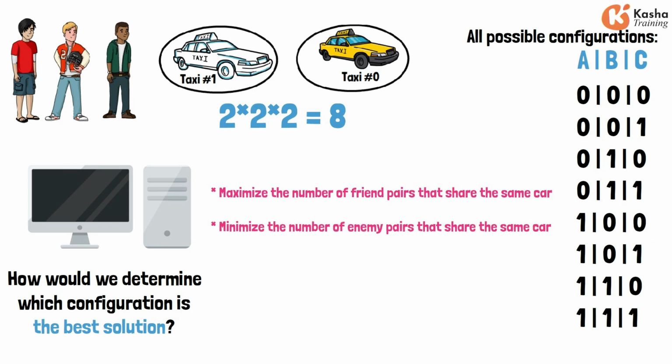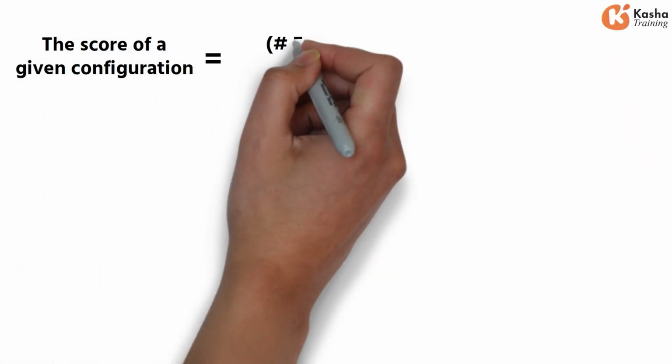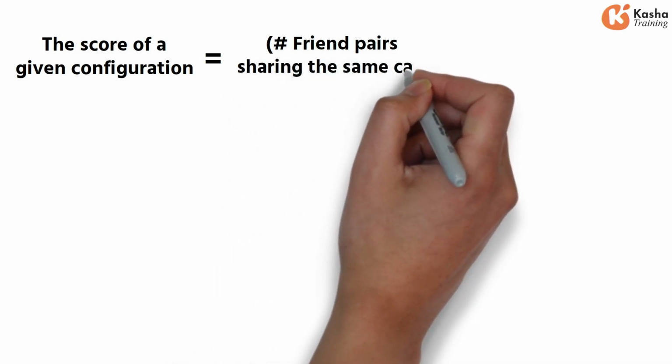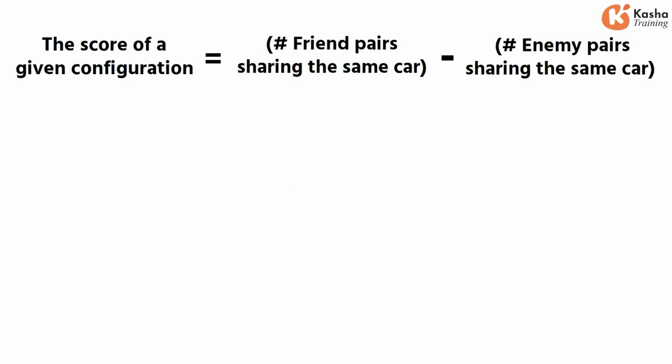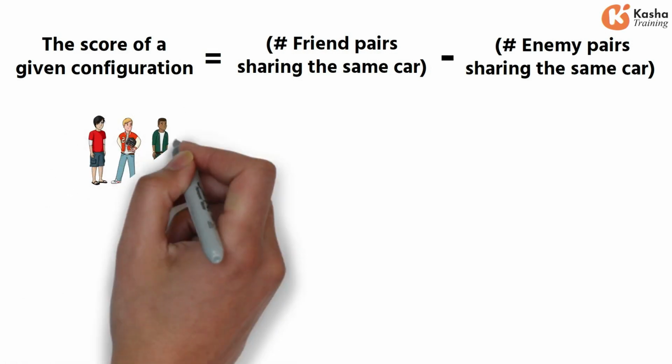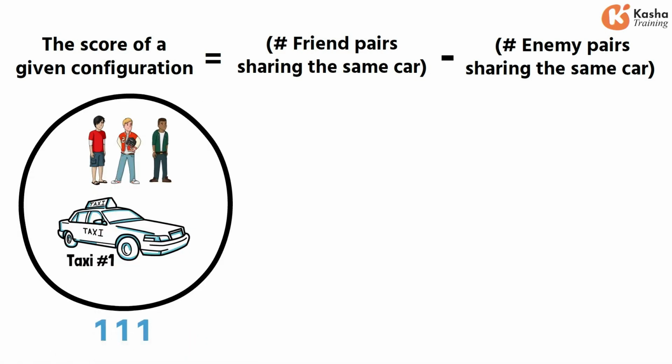Let's simply define our score as follows. The score of a given configuration equals the number of friend pairs sharing the same car minus the number of enemy pairs sharing the same car. For example, suppose that Abhishek, Balaji, and Chaitanya all get into taxi number 1. With 3 bits, this can be expressed as 1, 1, 1.